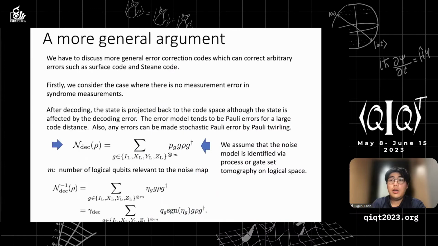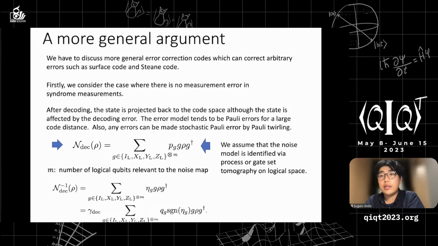Up to now, I just explained the case of bit flip errors, but we can also apply this technique to a more general case. In that case, the decoding error becomes a combination of logical X, logical Y, logical Z errors. And we can easily construct the inverse operation by only using the logical identity, X, Y, Z operations. We can apply probabilistic error cancellation if we have the information of the decoding error. For obtaining information of decoding error, we have to apply gate-set tomography or process tomography and so on.